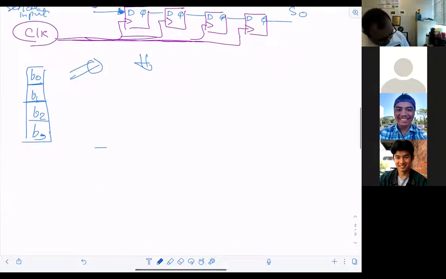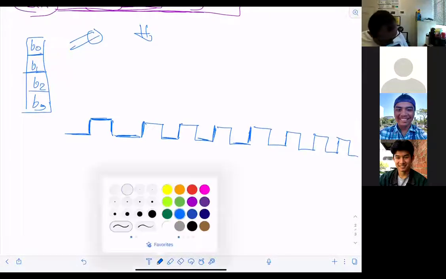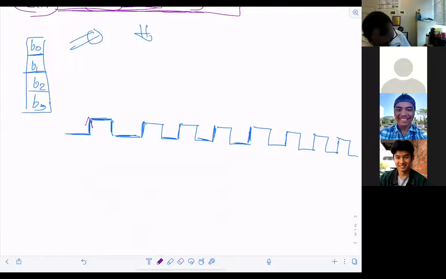So basically, you already have here a clock, the source of the clock, right? So I have here 1, 2, 3, 4, 5, 6, 7, 8. Here are our 8 clocks. I'm operating on a positive edge, right? So here's 1, 2, 3, 4, 5, 6, 7.